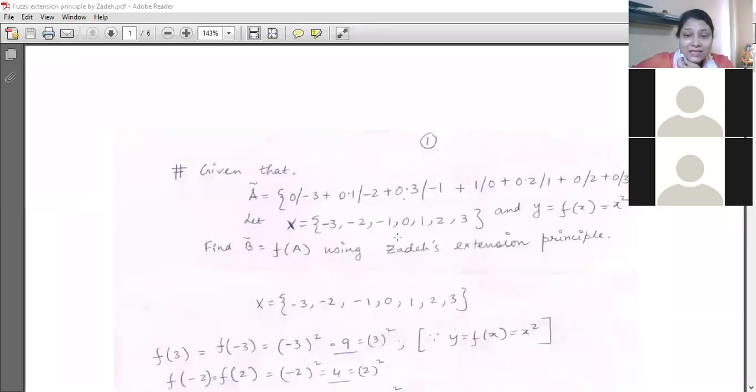Now, at these 7 linguistic variable values, we can expect the degree of membership at x equal to x1 to x equal to x7 as 0, 0.1, 0.3, 1, 0.2, 0, and 0. Fine. So what we need to do now is, Zadeh has told us that if we have this kind of fuzzy set A, then we can expect a fuzzy set B, which is nothing but a function of A.